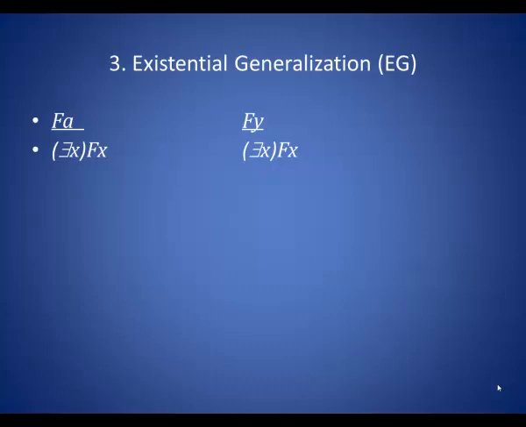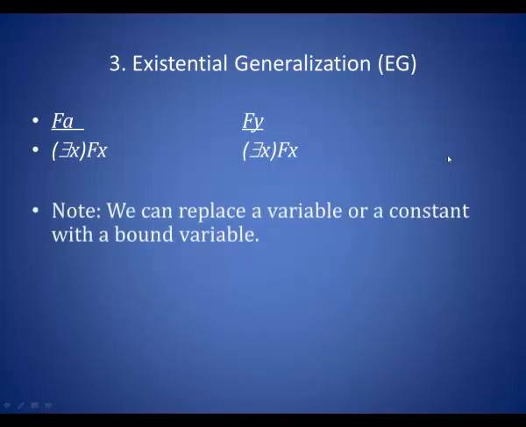And also unlike universal generalization, I'm allowed to go from a constant to a variable. So existential generalization does not have the same restriction that universal generalization has. I can go from an A that's an F to there exists an X such that it's F. Or I can also go from the variable to a bound variable. So I can go either way. We can replace a variable or a constant with a bound variable.